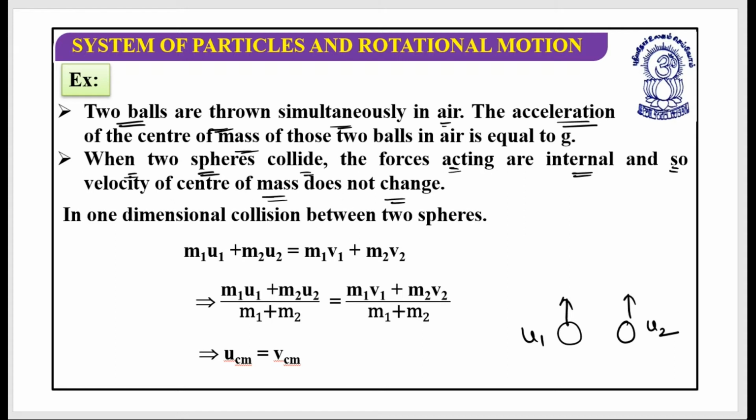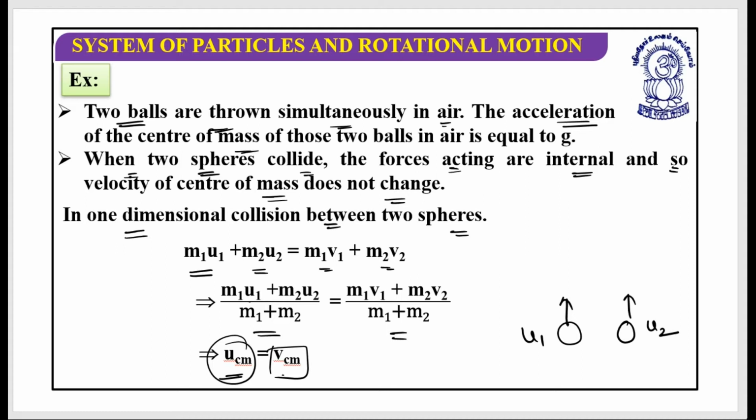So if you look at this, it's a one dimensional collision between two spheres. What I can have is m1u1 plus m2u2 equals m1v1 plus m2v2. If I divide both relations by m1 plus m2, then this is the UCM, the velocity of the center of mass before collision, and this is the velocity of the center of mass after collision. These two are equal.